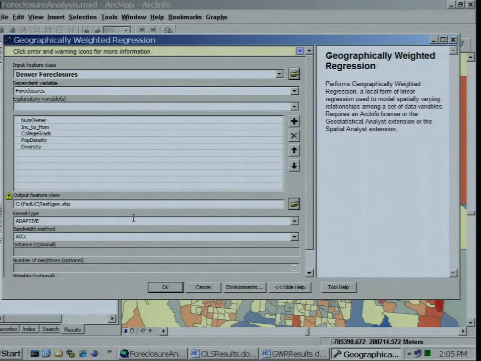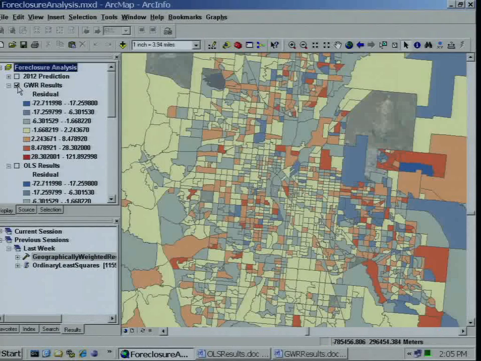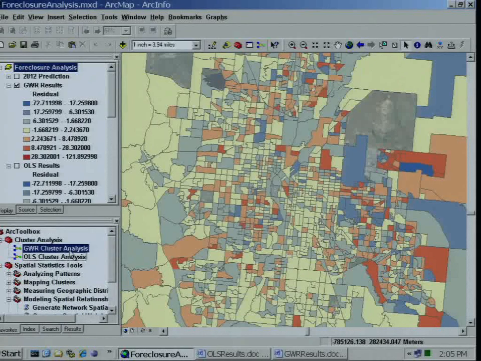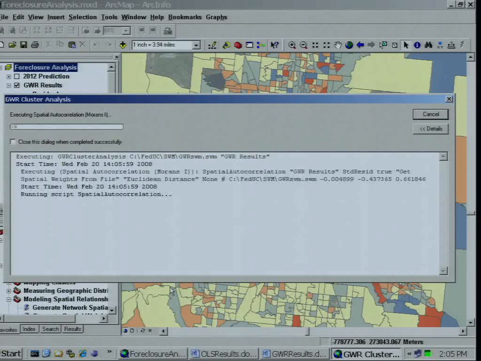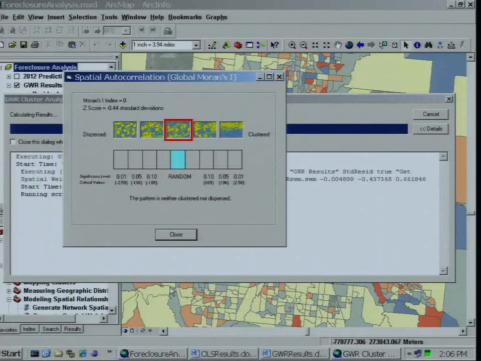GWR is very similar to OLS, except that instead of creating a global equation based on the entire study area, it creates focused equations that actually take into account the local character of our data. Having run the GWR tool, the results are again displayed here as a map, which tells us how well the model's performed. The areas in red are where the model has overpredicted foreclosures, and the areas in blue are where the model has underpredicted foreclosures. We can use that same cluster analysis tool to determine if the clustering of our results is statistically significant. If the over and under predictions are clustered, we once again cannot trust our model.